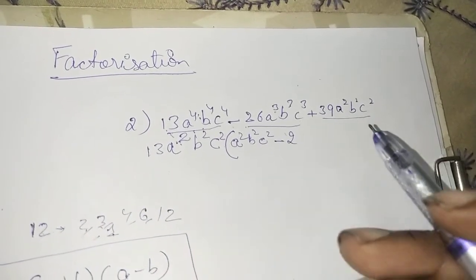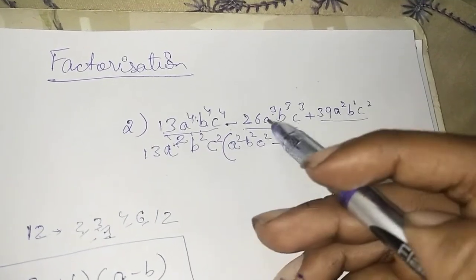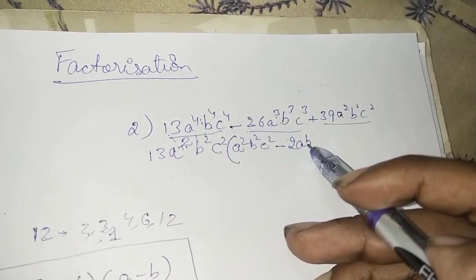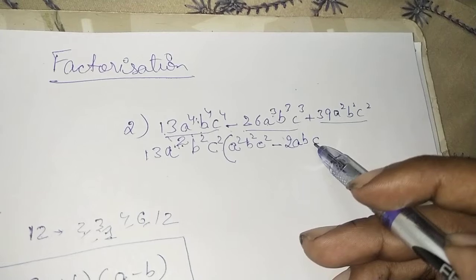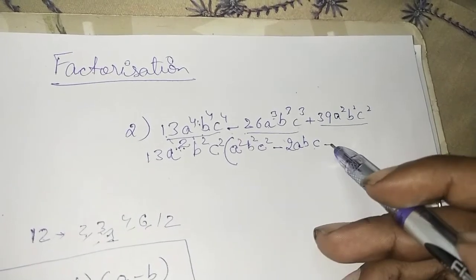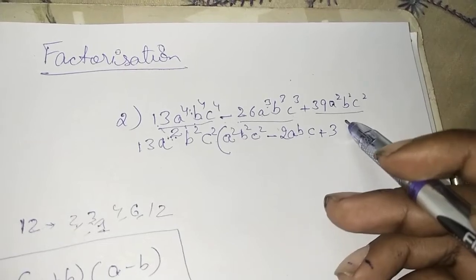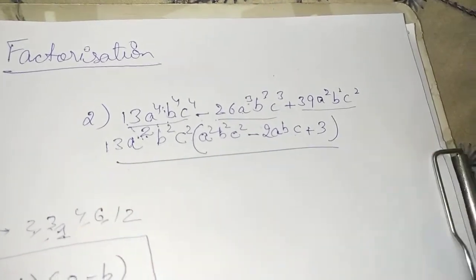Minus, over here what will be left? It will be 2, and out of 3, 2 has been taken out, so 1a, a power of b with 1, and c with a power of 1 will be left. And over here it will be 13 to 3, 39, and nothing will be left from the variable. So that means this will be the leftover.